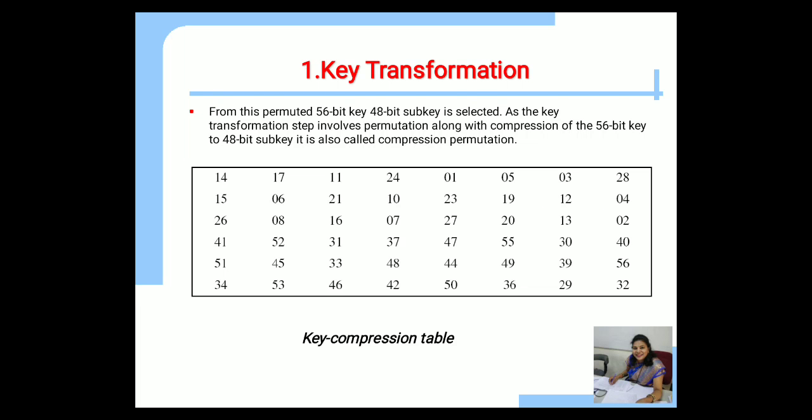Since we divide this 56 bit into 28 bit halves and continuously rotate circularly, the bit count is the same, that is, your key is still 56 bit, but we have to compress it to 48 bit. So here the key compression table is used, which compresses the 56-bit key into 48 bit. In the table you can see the values 1 to 56, and we are going to compress this key from 56 bit to 48 bit.